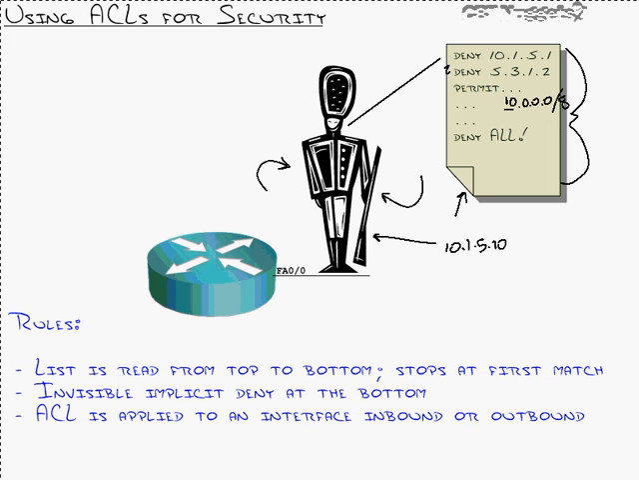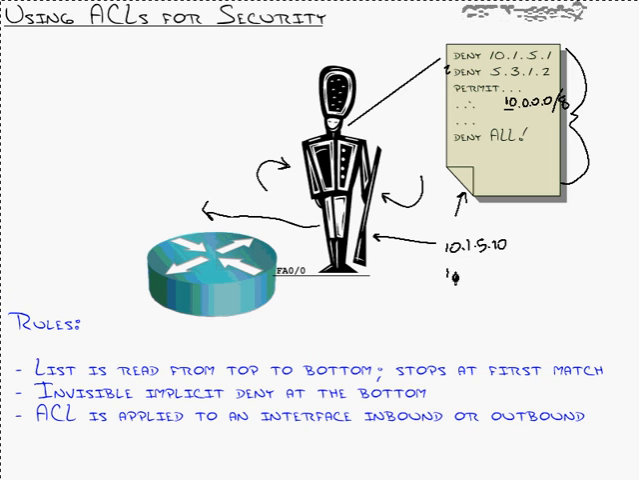You see the subnet mask right there. It's a class A subnet mask, so everything starting with 10 is allowed. He gets to that third statement and says, "Are you 10 dot anything?" And the packet says, "Yes, sir, I am." And he says, "Well, in that case, you are permitted. You may proceed through into the router and access whatever resources you have." So the list is read from top to bottom, and it stops at the first match.